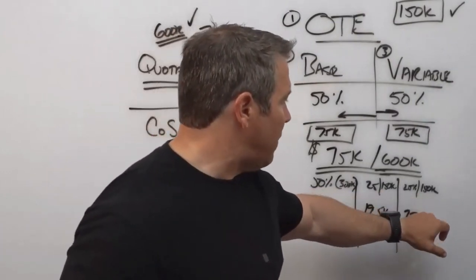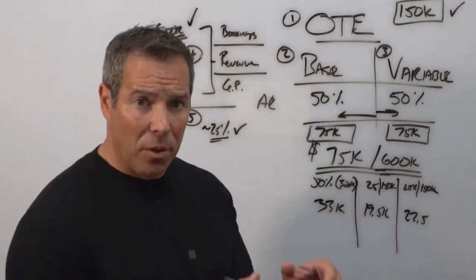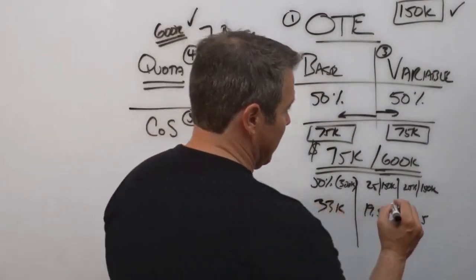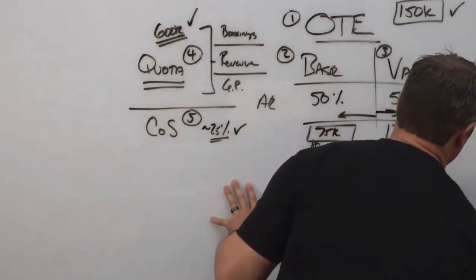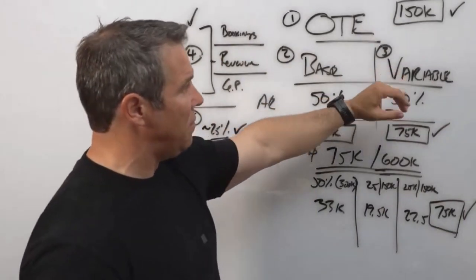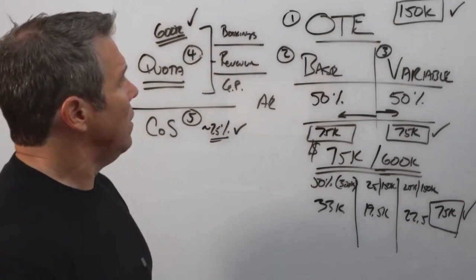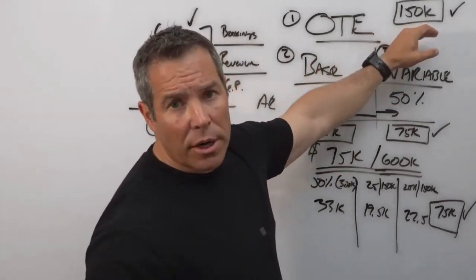Next 25%, next 150K that they generate, they're going to make 22.5K. Okay. We add that up, that equals 75K. Check. So we've designed a plan that will pay out the variable at 100%. We're going to be within our 150K target.